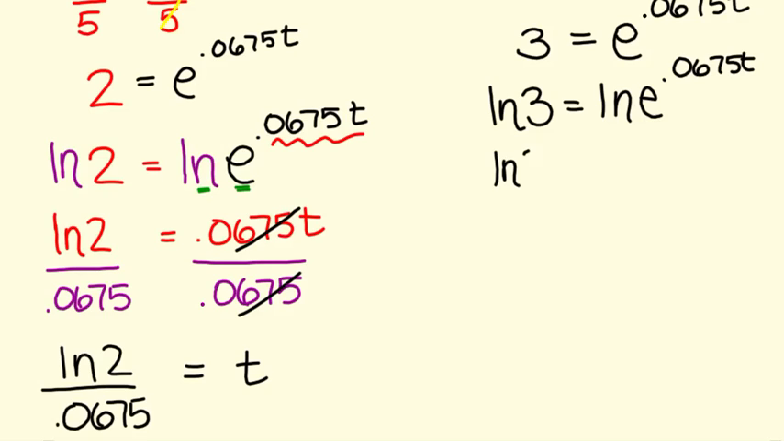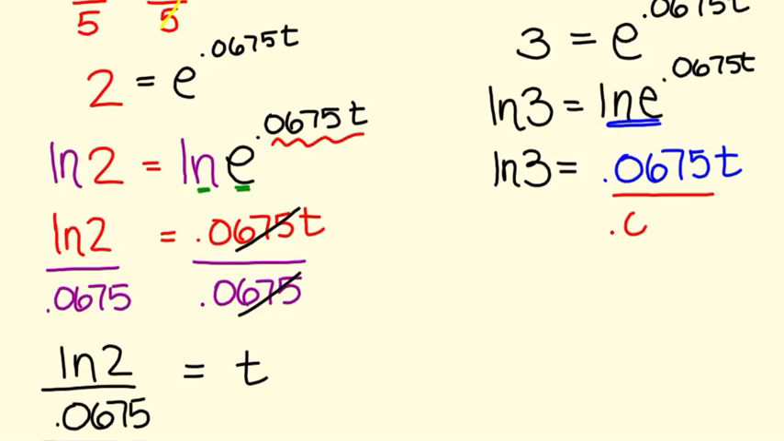Leave the natural log of 3 alone. And now remember, these two are inverses of each other. So we're left with just 0.0675t. Now we just undo that 0.0675t by dividing both sides by 0.0675. And now those cancel on the right, left with t.